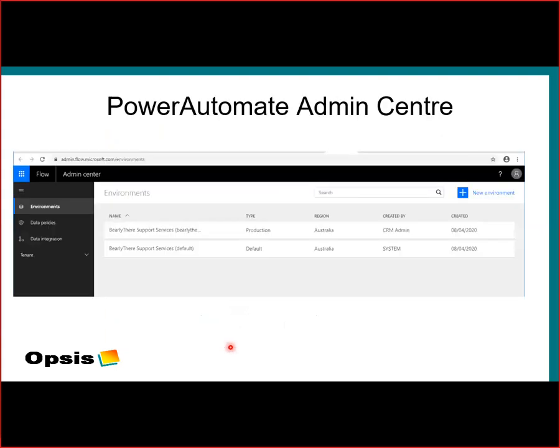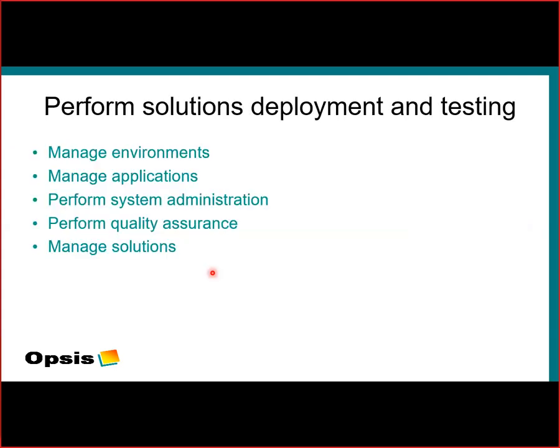This is the Power Automate Admin Center. So this is where we can go in and create new flows within a particular environment. Notice that the URL is admin.flow.microsoft.com. And again, we can look at environments, and inside here, we can then go and build a flow. So we've done a fair bit there.